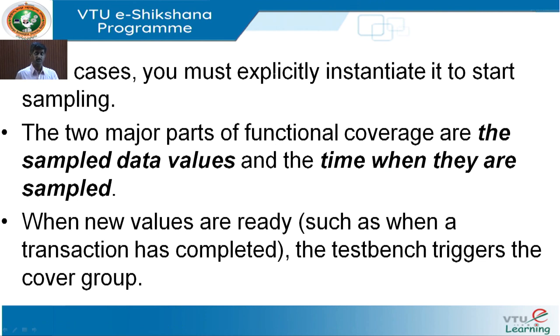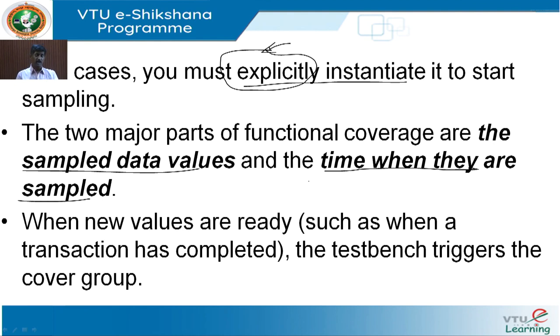So in all classes you should have an explicit initiation to start your sampling values, so that will be explicitly defined in different aspects of time. The two major parts of functional coverage are the sampled data values and the time when they are sampled. These are the two parameters which need to be considered when doing functional coverage: sampling the data values and the time when they are sampled.